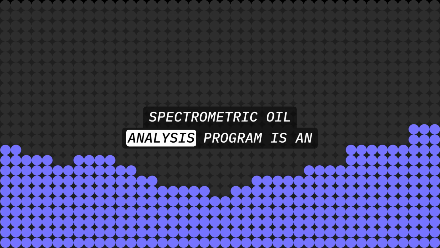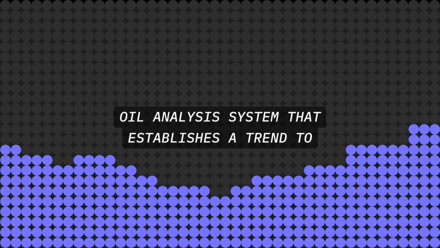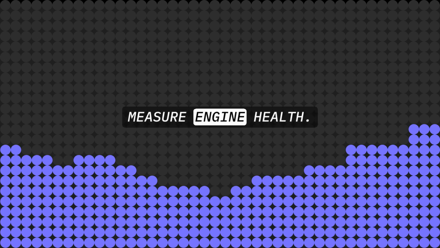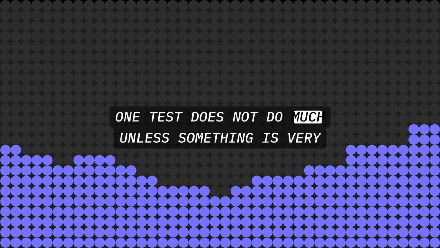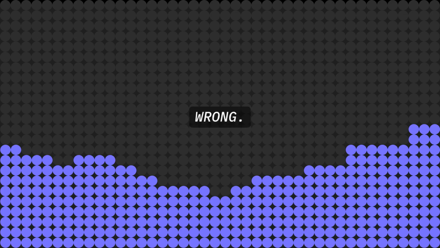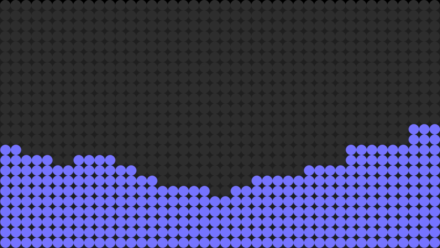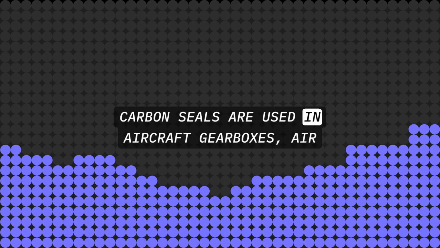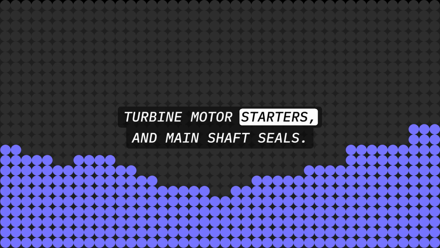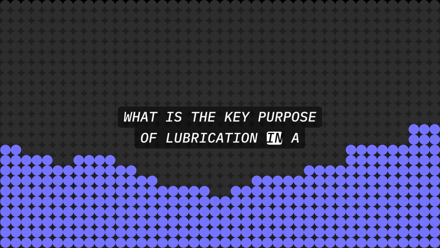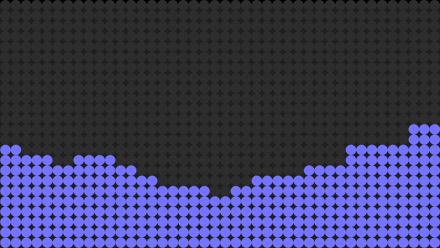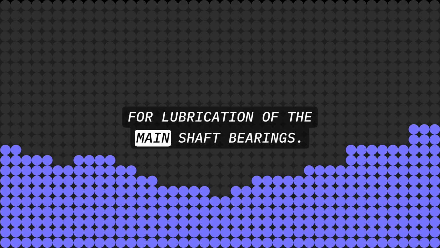What is the SOAP analysis? Spectrometric Oil Analysis Program is an oil analysis system that establishes a trend to measure engine health. One test does not do much unless something is very wrong. Where are carbon seals used in turbine engines? Carbon seals are used in aircraft gearboxes, air turbine motor starters, and main shaft seals. What is the key purpose of lubrication in a turbine engine? For lubrication of the main shaft bearings.